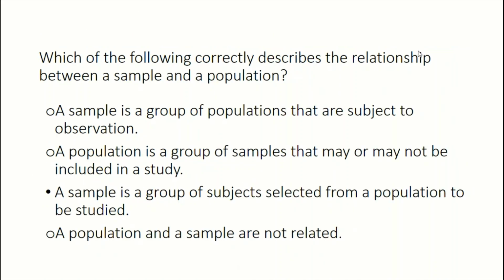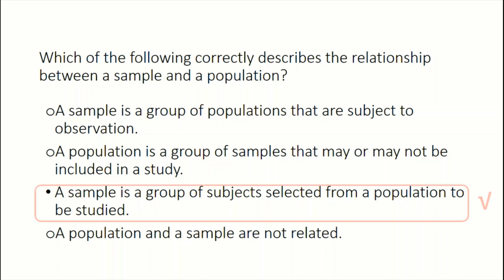Which of the following correctly describes the relationship between a sample and a population? Is a sample a group of populations that are subject to observation? Is a population a group of samples that may or may not be included in a study? Is it that a sample is a group of subjects selected from a population to be studied? Or is it that a population and a sample are not related? The correct answer is that a sample is a group of subjects selected from a population to be studied.